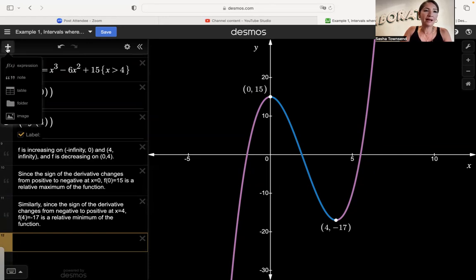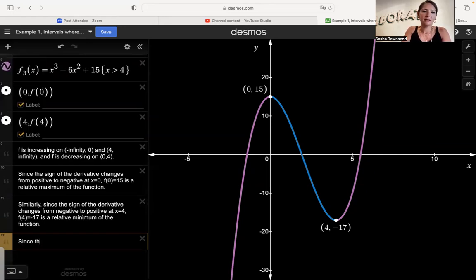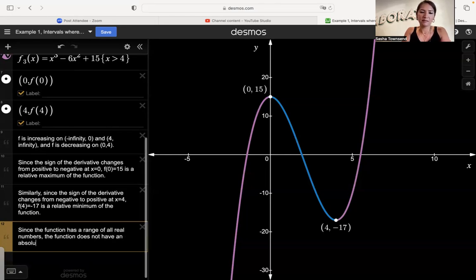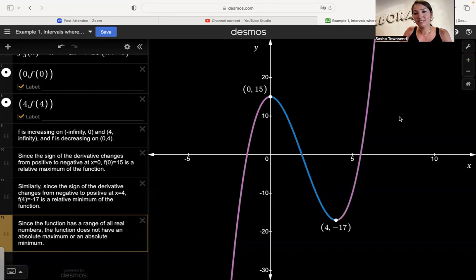And then if we were asked for absolute extrema, we'd say since the function has a range of all real numbers, the function does not have an absolute maximum or an absolute minimum. We can make the y values on that graph as small or as large in magnitude as we want, either positive or negative, because the range is all real numbers.